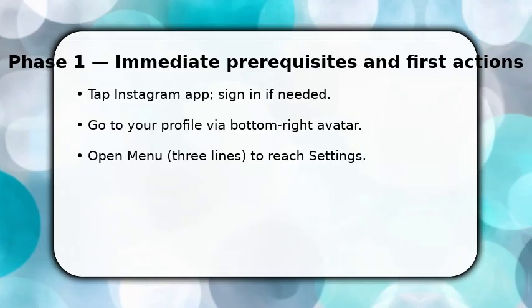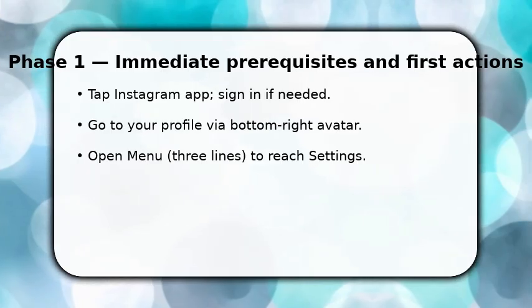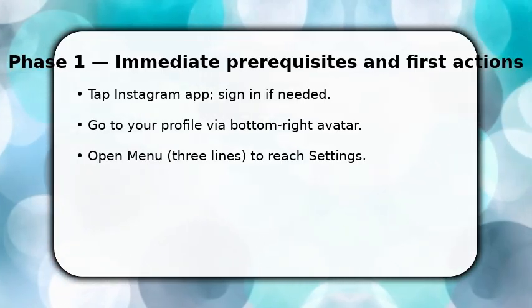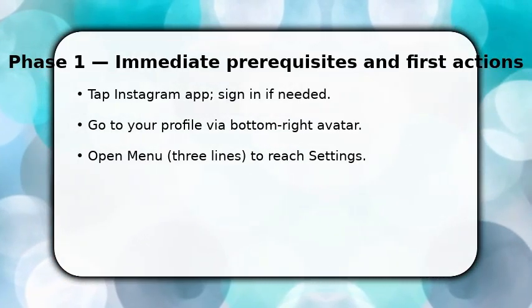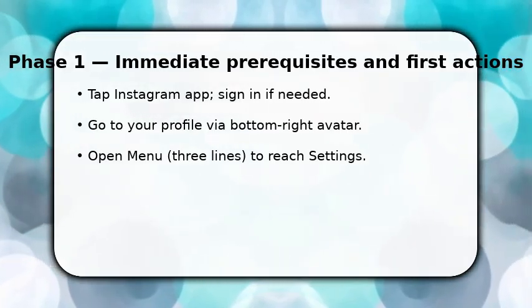Make sure you use the account where the activity occurred because you can only view that account's history. If you manage multiple accounts, switch now. These initial steps get you straight into the app's controls, so you can locate search and activity details.